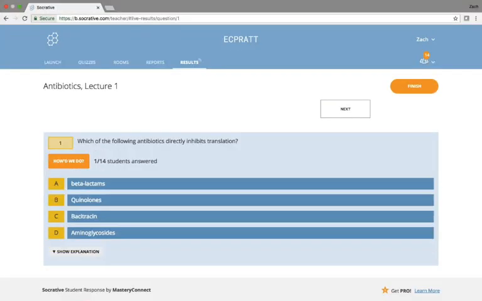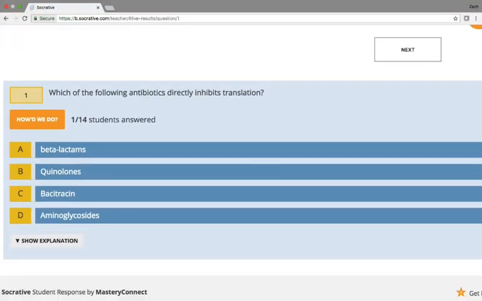So, question number one. Which of the following antibiotics directly inhibits translation? A, beta-lactams, B, quinolones, C, bacitracin, D, aminoglycosides. You can try this without your notes. You can do this with your notes if you want to. Okay? Take your pick.